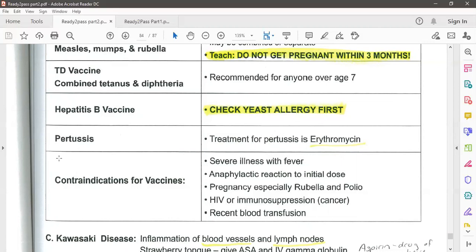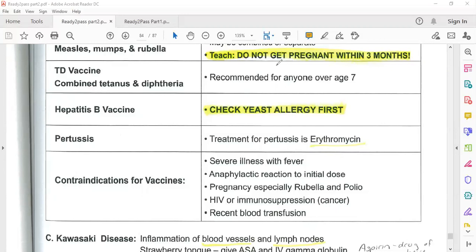Another is called pertussis, right? So pertussis, what kind of precaution? Droplet. Every piece of information is very important for the NCLEX exam. Treatment for pertussis is erythromycin. Again, pertussis is a droplet precaution. What is the antibiotic we use for pertussis? Erythromycin, right? Now let's go to another important point, contraindication of vaccine. Contraindication of vaccination.